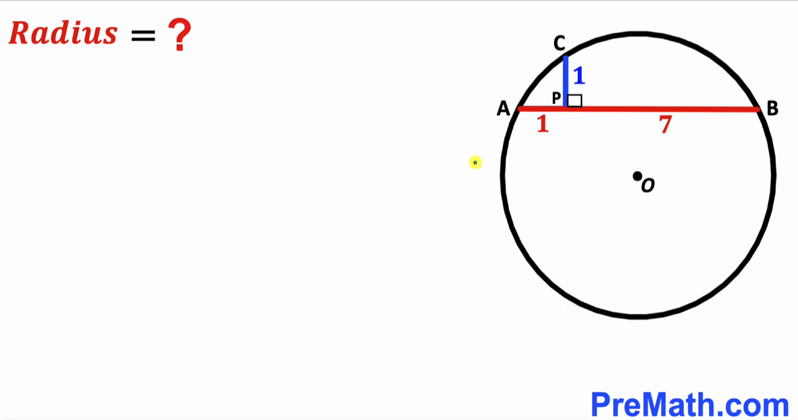Here we have a circle with center O, along with this chord AB, as you can see in the given diagram, such that CP is the segment perpendicular to this chord. This segment CP length is 1 unit, likewise this segment AP length is 1 unit as well, and furthermore this segment BP is 7 units. Now our task is to calculate the radius of this circle.